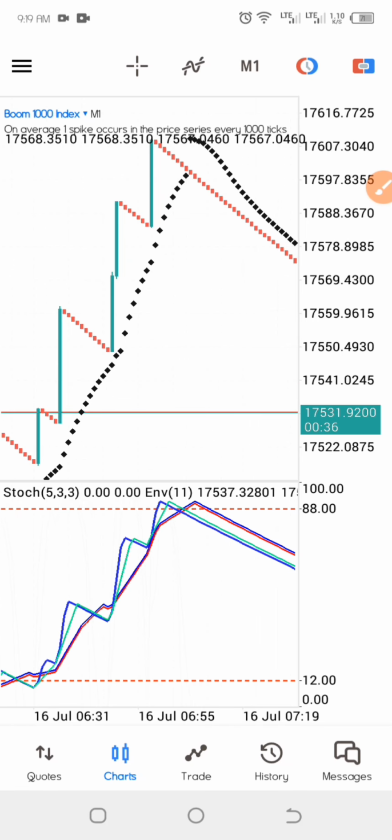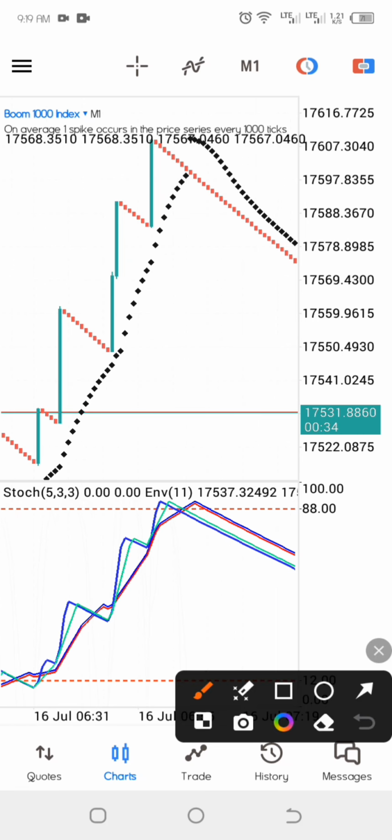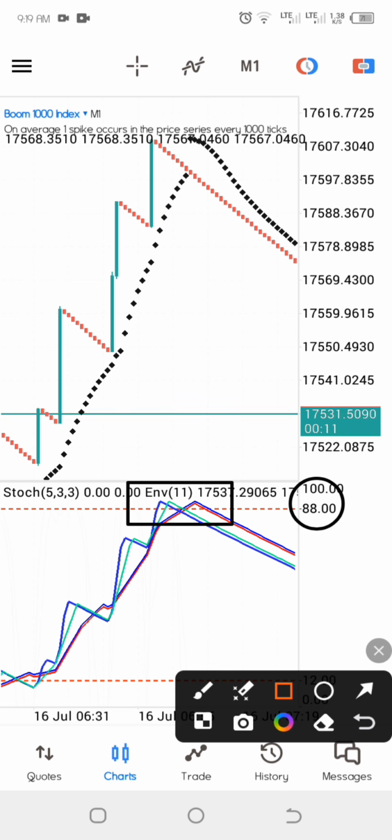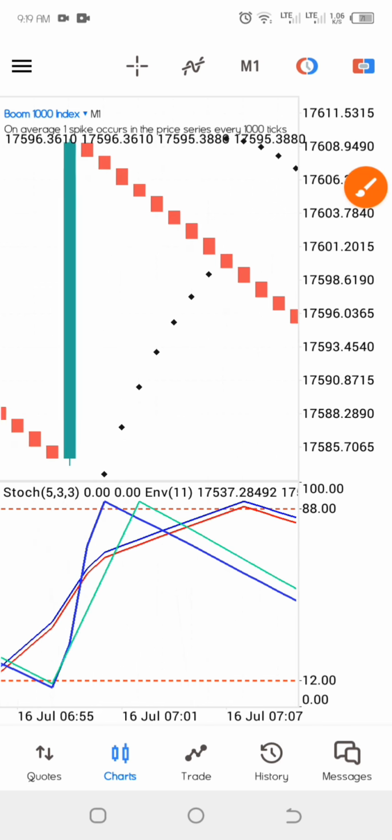Now what you want to know is that you want to make sure that you see all the lines come straight to the 88 levels. Okay, it has to come to the 88 levels. No matter what happens, just make sure you come to the 88 levels. And when you get to the 88 levels right here, all the lines have to come to the 88 levels. All the lines.